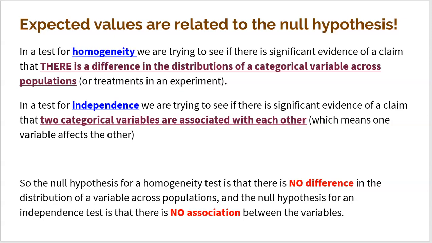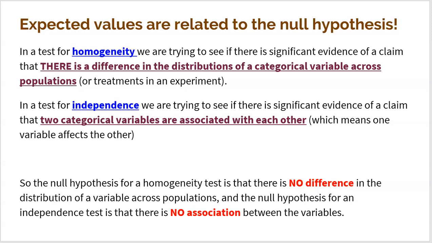Okay. So expected values are related to the null hypothesis. In a test for homogeneity, we are trying to see if there's significant evidence of a claim that there is a difference in the distribution of a categorical variable across populations or treatments in an experiment. So basically in a chi-squared test of homogeneity, we have different populations. One of the examples we saw was middle schoolers, high schoolers, and college students. And we wanted to see, across those three populations, is there a difference in the distribution of another categorical variable? The example there was social media platforms.